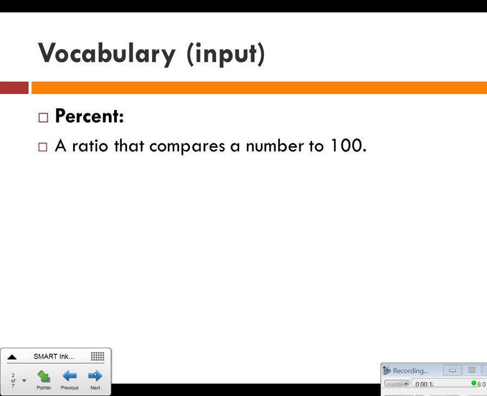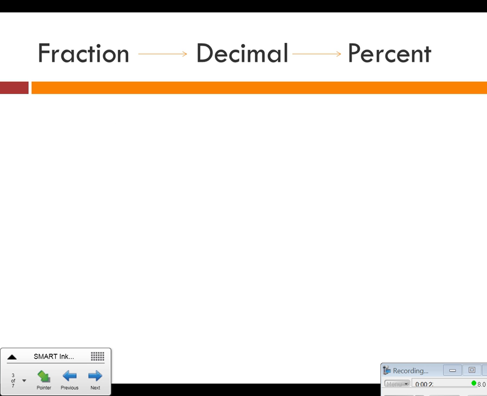A percent is a ratio that compares a number to 100. We know how to work with fractions and decimals from trimester 1. We are now going to be converting between fractions, decimals, and percents. So those percents, once again, are ratios, comparing a number to 100. So if you have 100%, that's 100 out of 100. If you have 50%, that's 50 out of 100. If you have 80%, that's 80 out of 100. And so we're going to be working more and more with percents throughout the chapter.